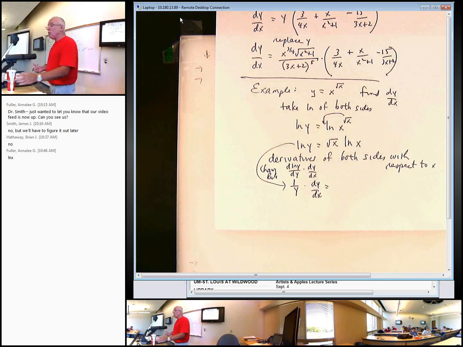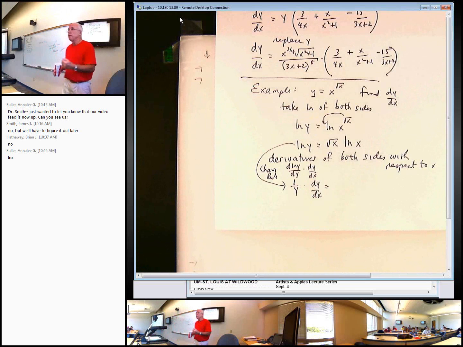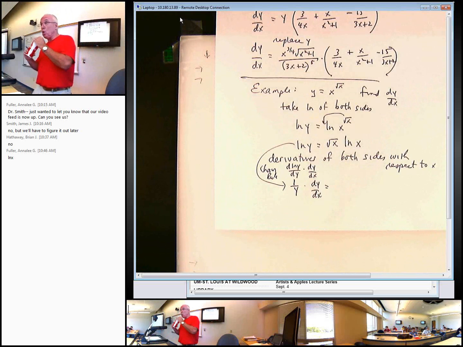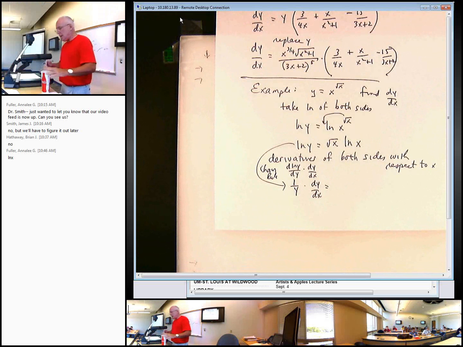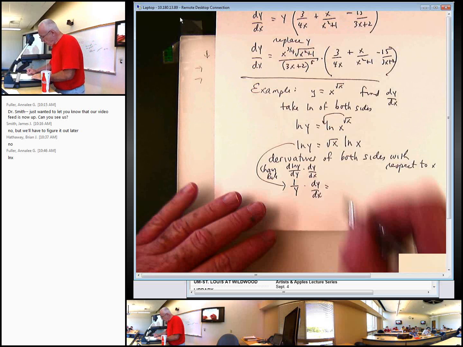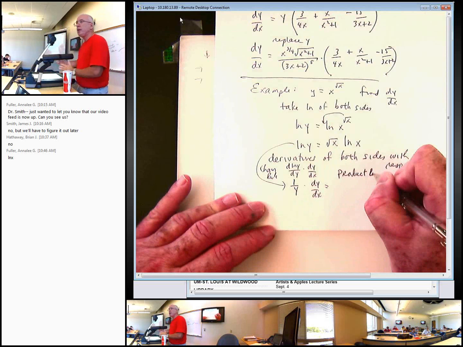And what rule do we need to use to get the derivative of the right-hand side? Product rule, absolutely. Product rule. So we're going to need to use that product rule for that right-hand side.